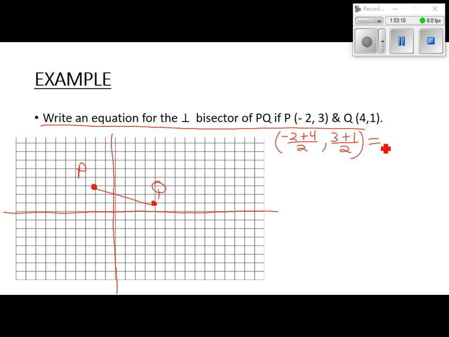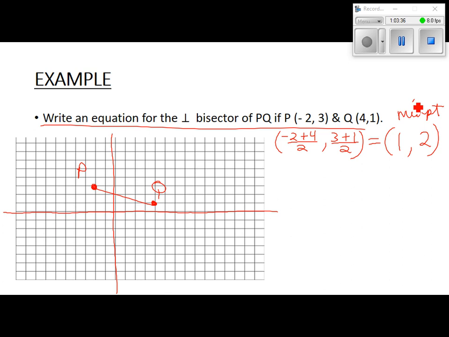What's negative 2 plus 4? 2. 2 divided by 2? 1. So that's one of our answers. What's 3 plus 1? 4. 4 divided by 2? 2. That's the midpoint of this segment. If we went to 1, 2, we should be right on the midpoint. Notice my segment's probably off because it's supposed to be right there. But that should be the midpoint.